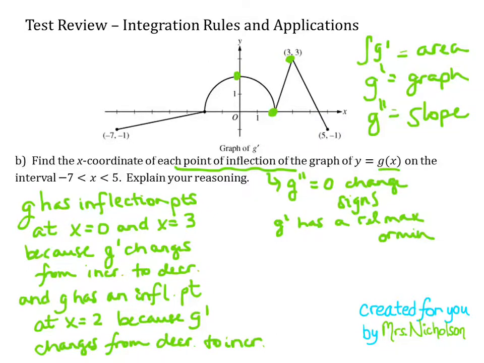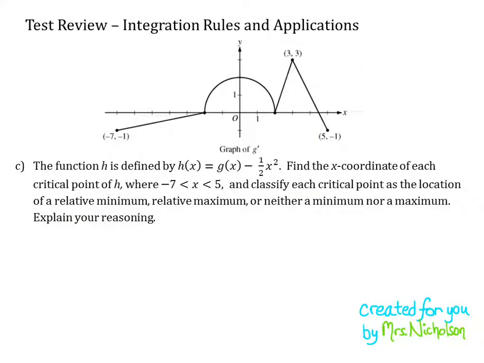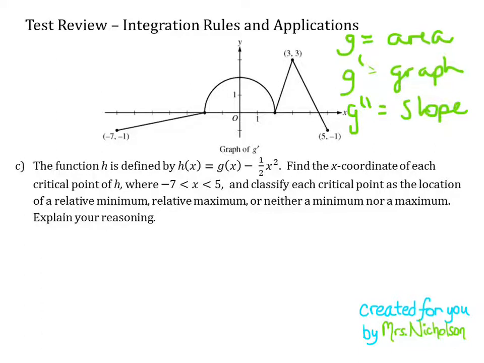All right, final part. Part C, the function h. Okay, so now we have a new function h. Hold on, let me do this again. g prime is the graph. g is area, and g double prime would be slope. All right, h is equal to g minus 1/2 x squared. So I have a new function h, and it's g minus 1/2 x squared.